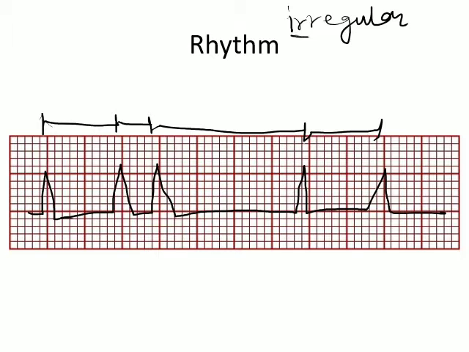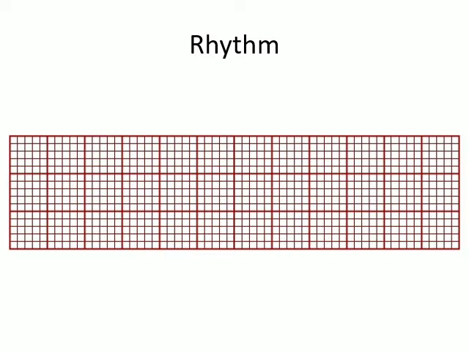We see irregular rhythm in various arrhythmias like atrial fibrillation and many more, which I am going to talk about in detail in the arrhythmias lecture. So the bottom line for this slide is the RR interval, whether it's the same or changing. If it's the same, the rhythm is regular, and if it's changing, the rhythm is irregular. That's all I want you guys to remember.